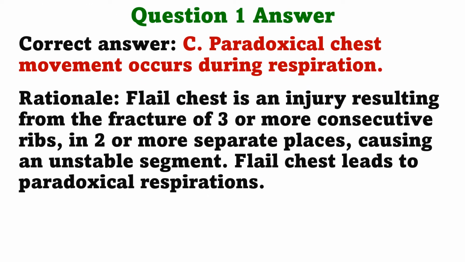The correct answer is C. Paradoxical chest movement occurs during respiration. Rationale: flail chest is an injury resulting from the fracture of 3 or more consecutive ribs in 2 or more separate places, causing an unstable segment. Flail chest leads to paradoxical respirations.